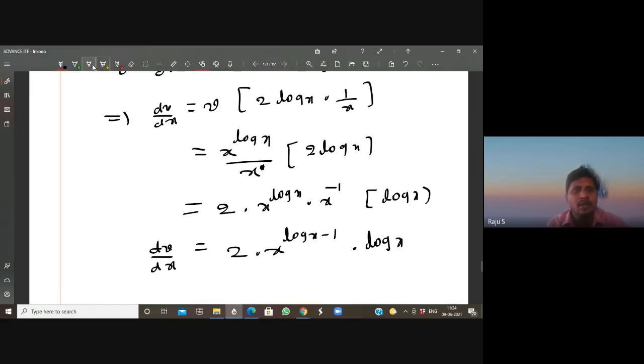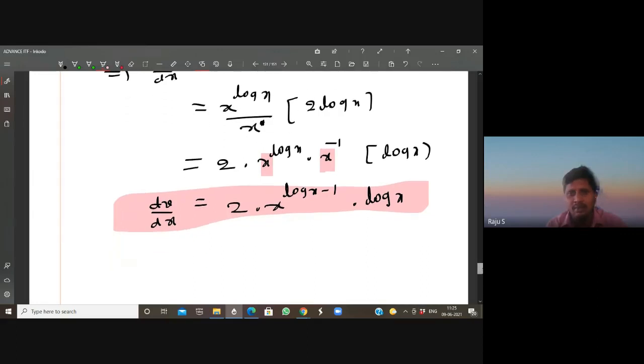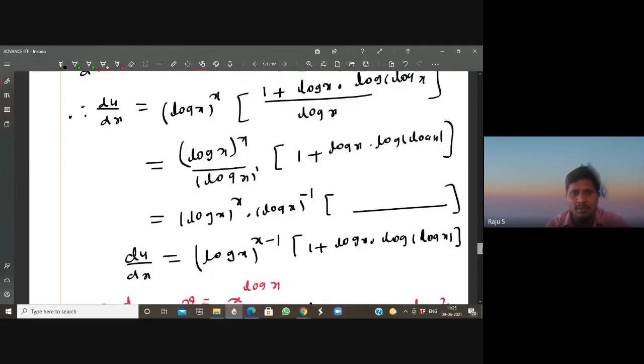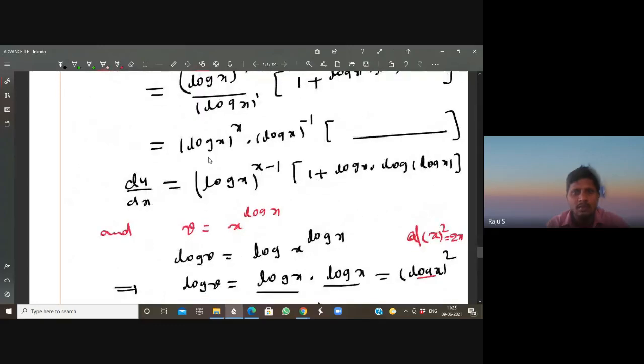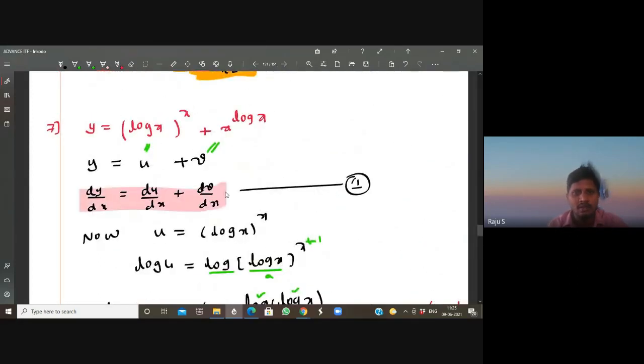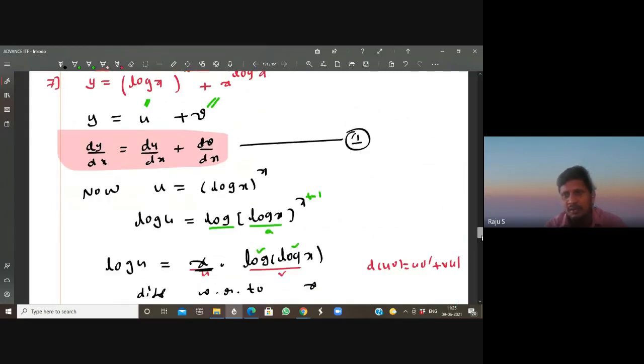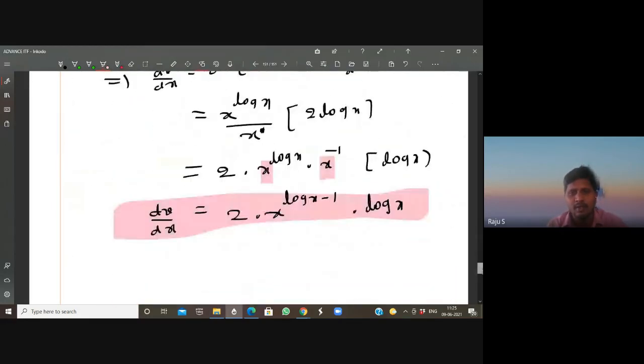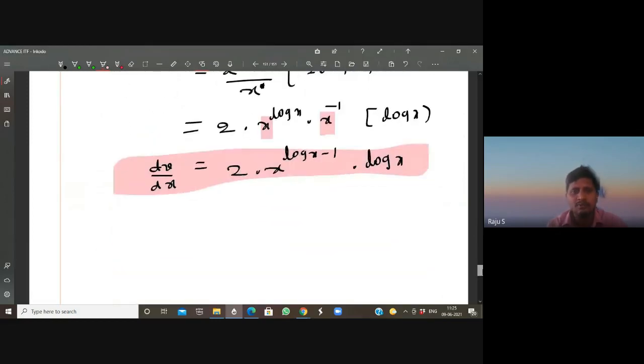Any doubts from your side? Do you understand here? The whole thing divided by x is there. I have taken x to the numerator, it will become x power minus 1. Bases are the same, x, so the powers should be added. So we will get x power log x minus 1. So finally, this is dv by dx. This is du by dx. We got du by dx and dv by dx. Both values you can substitute in equation 1, that is dy by dx. Substitute here, and you will get the required dy by dx.